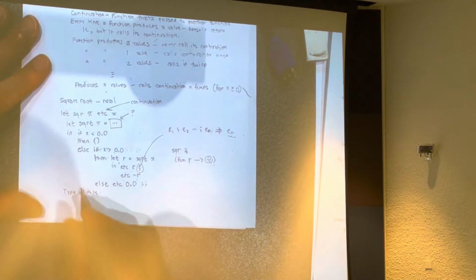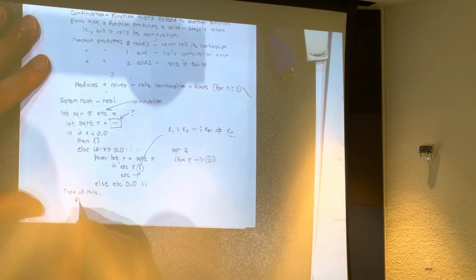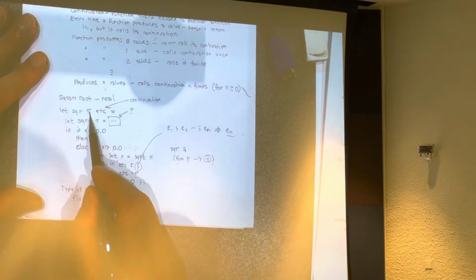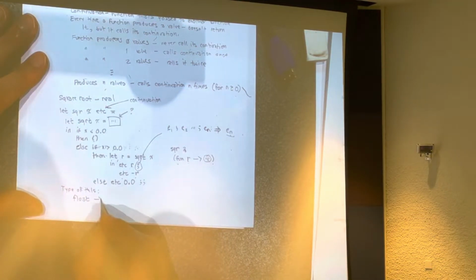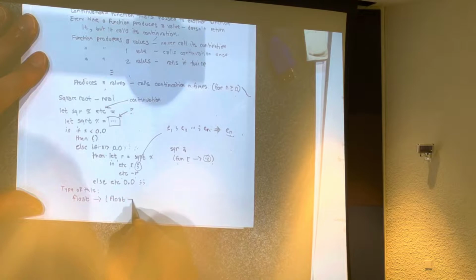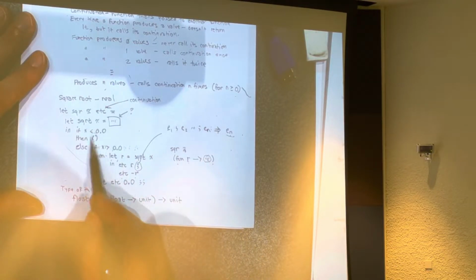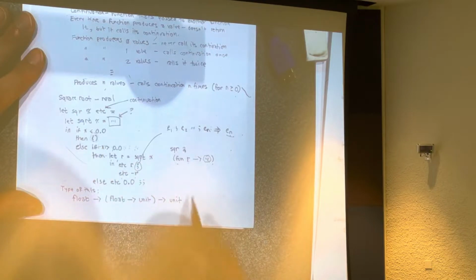Okay, if you were to type this into OCaml, what happens is that the type is: we take a float in X, and then its second argument is a function that takes another float and returns unit, the absence of a value, and then SQR itself returns the unit type. Unit type is just the type of this thing, it needs a dummy value.